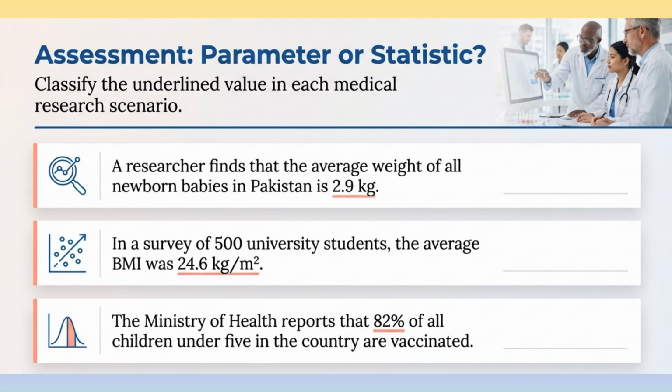Assessment: parameter or statistic? A researcher finds that the average weight of all newborn babies in Pakistan is 2.9 kg. In a survey of 500 university students, the average BMI was 24.6 kg per meter squared. The Ministry of Health reports that 82% of all children under 5 in the country are vaccinated.